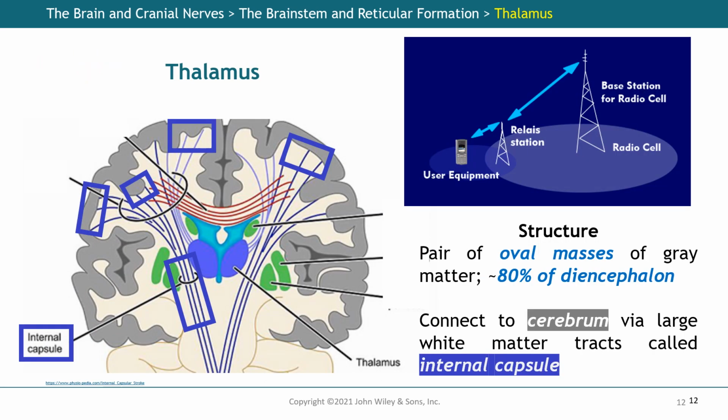So let's keep talking about the structure of the thalamus, and I already told you they're oval masses. So here you can see the two oval masses that represent around 80% of the diencephalon. I also told you that here in gray you can see the cerebrum, all the cerebrum cortex. To communicate the gray matter of the cortex you have white matter, and in this case are the internal capsules, and they go through the thalamus.